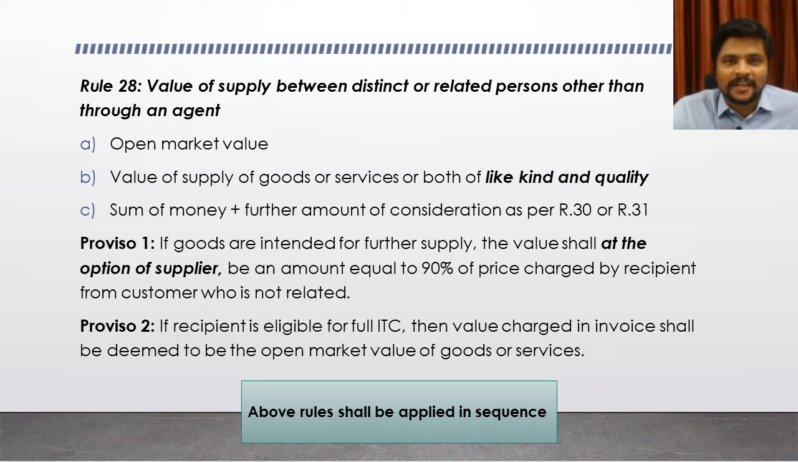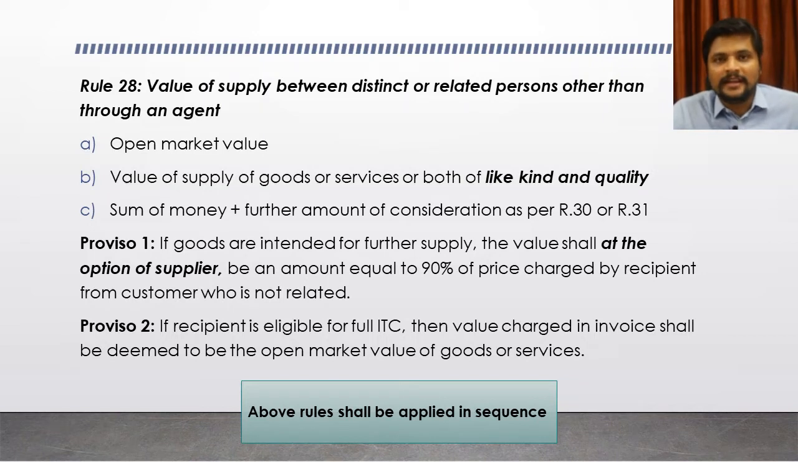Proviso number 1. If the goods are intended for further supply, the value shall, at the option of the supplier, be an amount equal to 90% of the price charged by the recipient from a customer who is not related. Okay, let us understand this proviso. What does this proviso say?